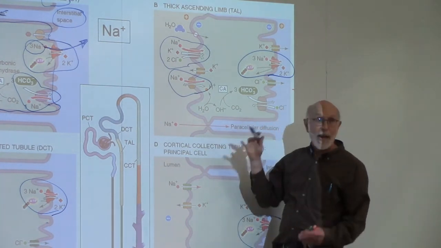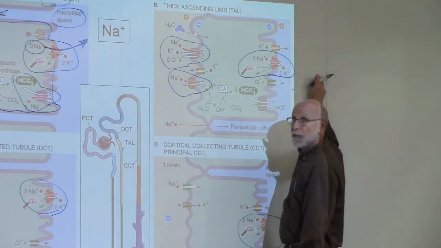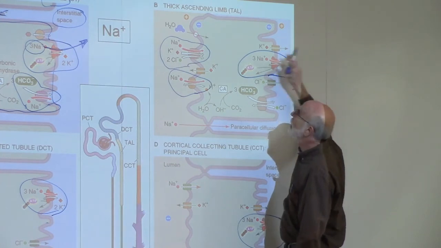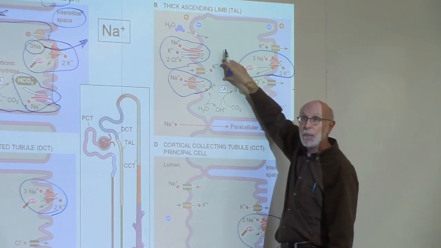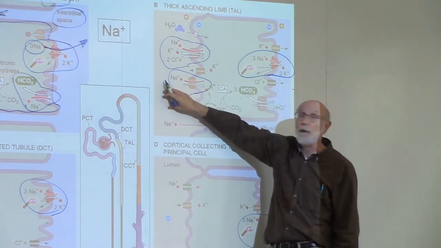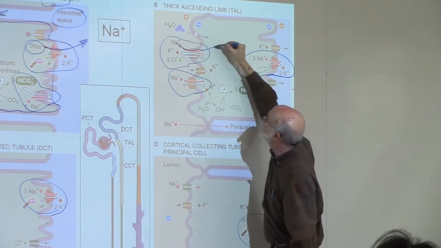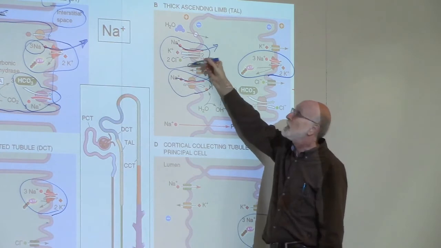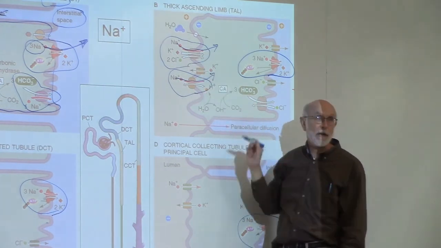So, again, sodium is being pumped from the cytoplasm into the interstitial space where it's picked up by a capillary. And that sodium in the cytoplasm is being supplied from the urinary fluid. Remember, sodium is moving in by a sodium-potassium 2-chloride co-transporter and by a sodium proton exchanger.